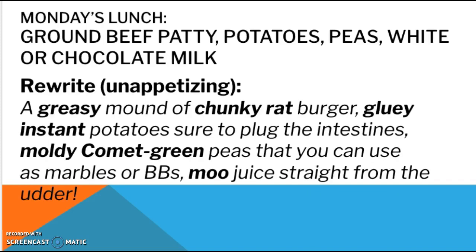So I have an example of a very basic lunch menu, which says ground beef patty, potatoes, peas, white or chocolate milk. And so what I did was I took that lunch menu and rewrote it to make it sound really gross and disgusting by using specific adjectives. So here's my example. I said a greasy mound of chunky rat burger, gluey instant potatoes sure to plug the intestines, moldy comet green peas that you can use as marbles or BBs, and moo juice straight from the udder.